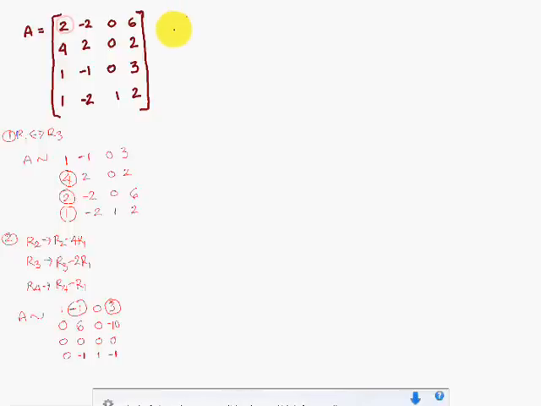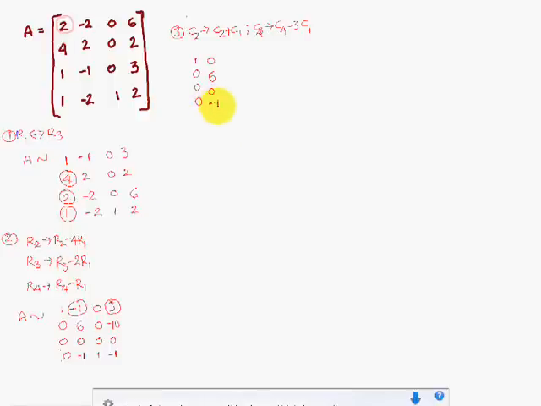The third operation, the column operation, is nothing but C2 gives C2 plus C1. Similarly, C4 gives C4 minus 3 times of C1. So, while doing the column operations, you write the first column as usual, therefore 1 0 0 0. The second one, if you apply that, you are going to get C2 plus C1, minus 1 plus 1, 0. Next one, 6 plus 0, 6. Next one, 0 plus 0, 0. Similarly, minus 1 plus 0, minus 1.